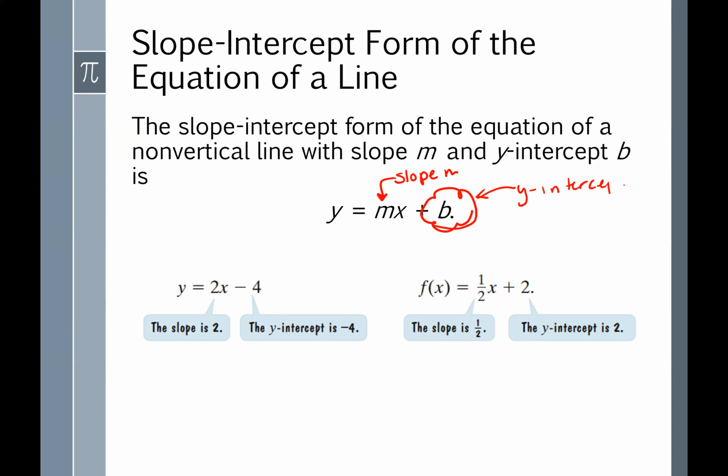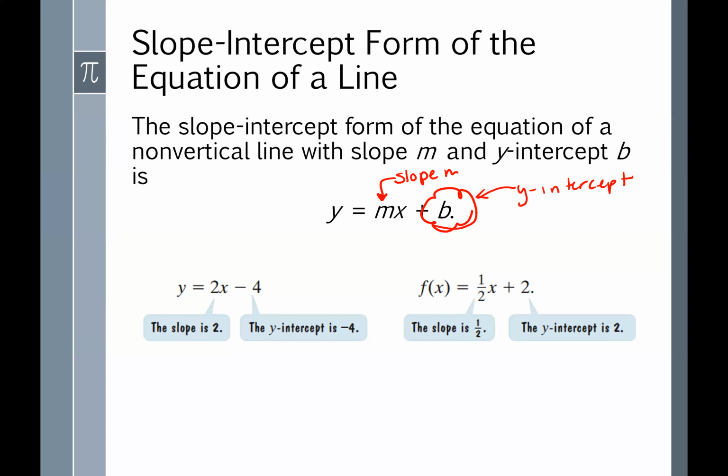Now, we've been looking somewhat at intercepts so far this semester. We're going to look at them pretty in depth in a minute. But what do we know about a y-intercept? We know that when x is 0, we're on the y-axis. So if we set x equal to 0 in this equation, we get y is equal to b. So b would be the y-intercept.